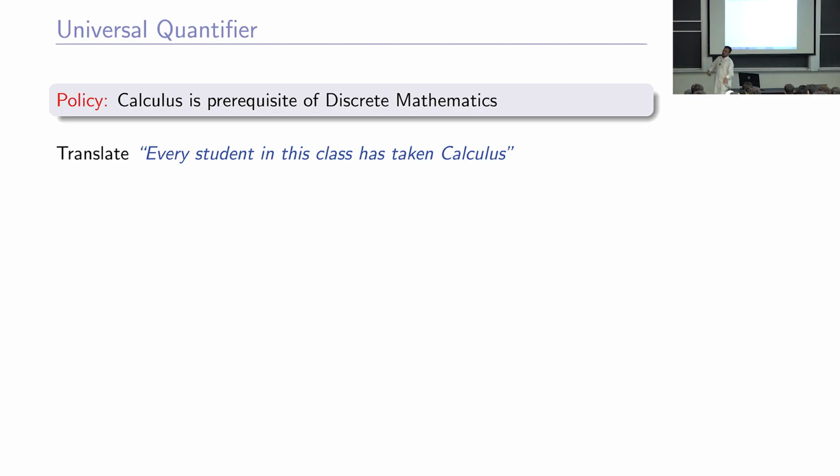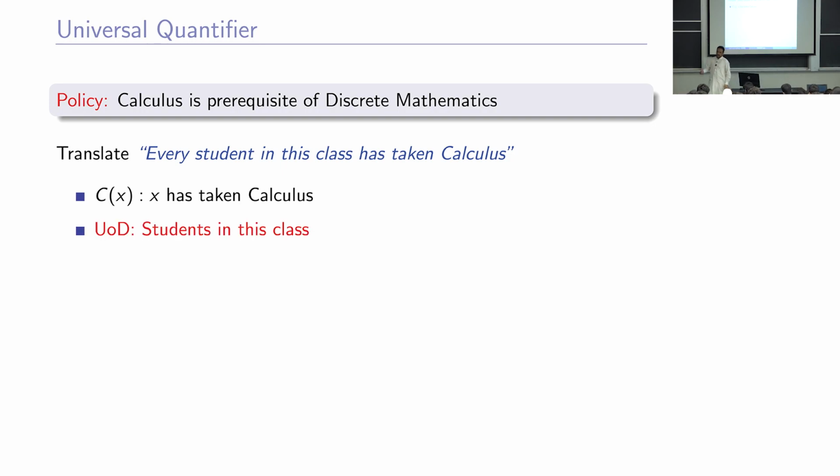There seems to be a universally quantified statement, every student, right? Let's try to write it in terms of for all x. So let's say C of x is the predicate. C of x means x has taken calculus, past calculus or whatever taken means, okay? X has taken the course calculus, where the universe of discourse for x is students in this class, students who are registered in CS210 now.